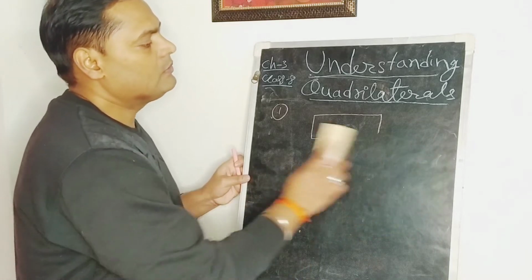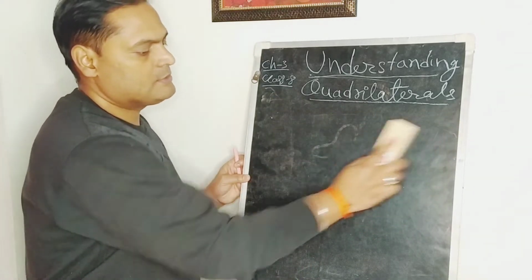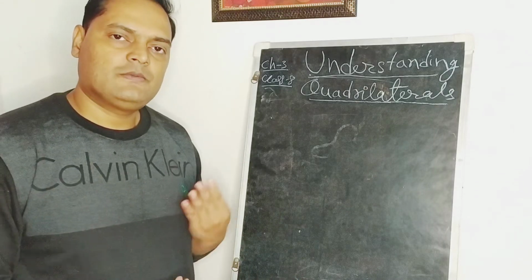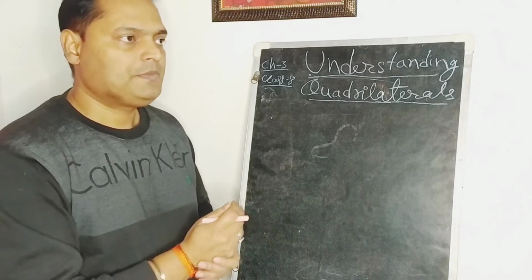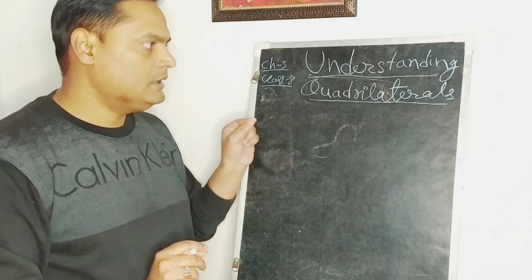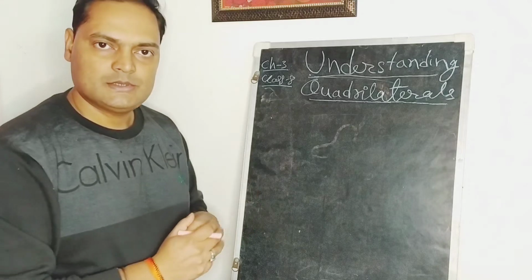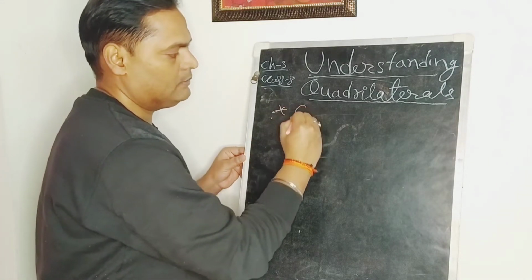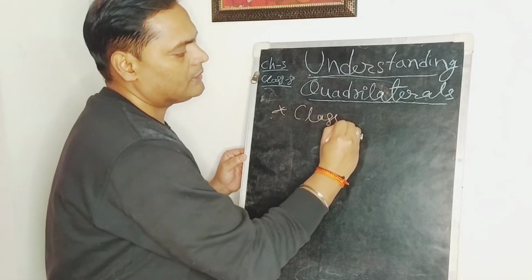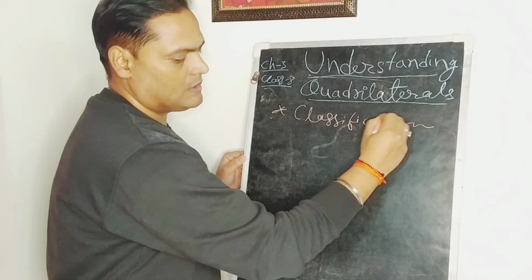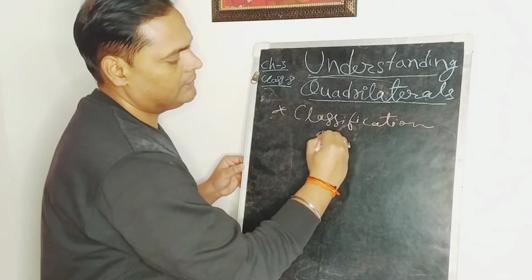Let's see a few more topics which are given in the textbook as well. So let's see the classification of polygons, how you classify the line segmented figures in Understanding Quadrilaterals. Okay, so the next topic in the book is classification of polygon.